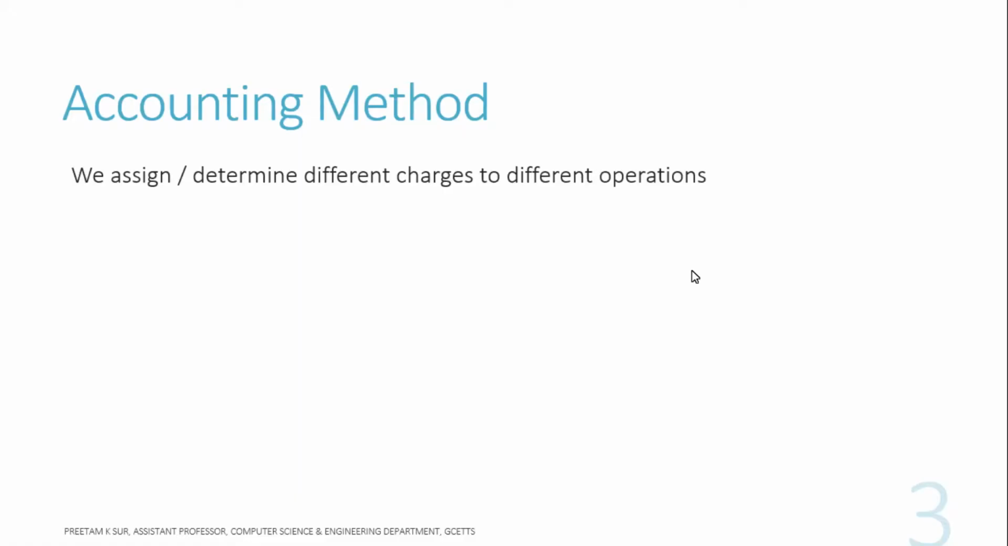Suppose in the stack operations, you know that there are three operations: push, pop, and multi-pop. So what will we do in the accounting method? We are going to assign charges to these operations. For push, we are going to charge 2, or we say that push is going to take 2 rupees, or 2 points, whatever you want to call it, for simplicity. We are going to charge 0 for both multi-pop and pop operations. This is how we work in the accounting method.